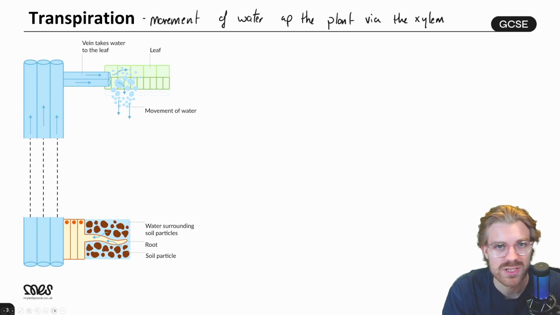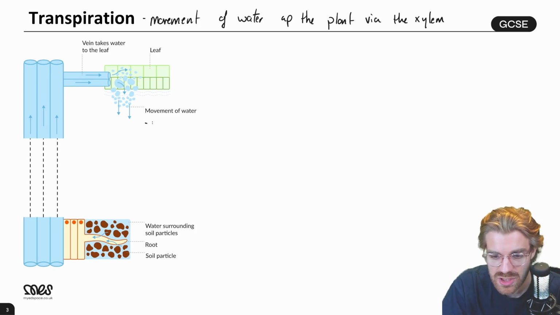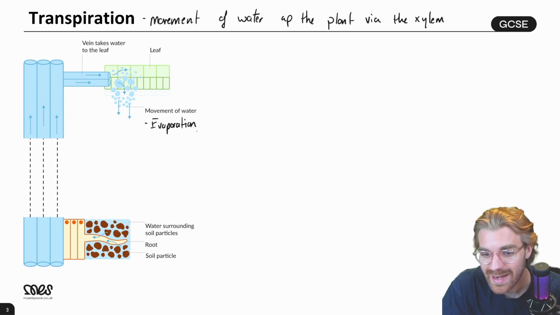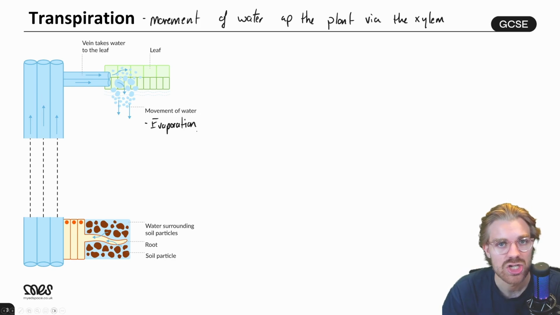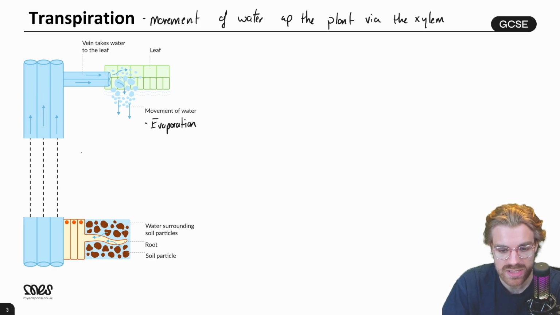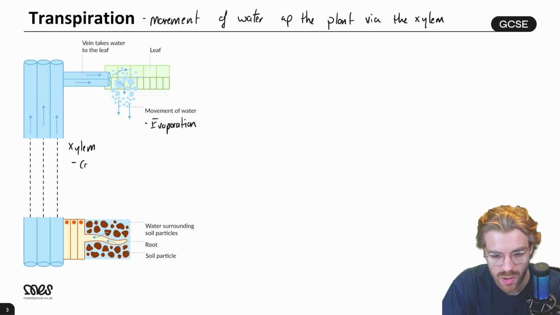So how does transpiration take place? Well, firstly, it is a passive process. That means that the plant doesn't need to expend any energy in order to make this water move. The movement of the water out of the leaf is due to evaporation. And as the water evaporates, the surface tension of the water is going to pull on the water in the xylem. The xylem here forms a continuous column of water.